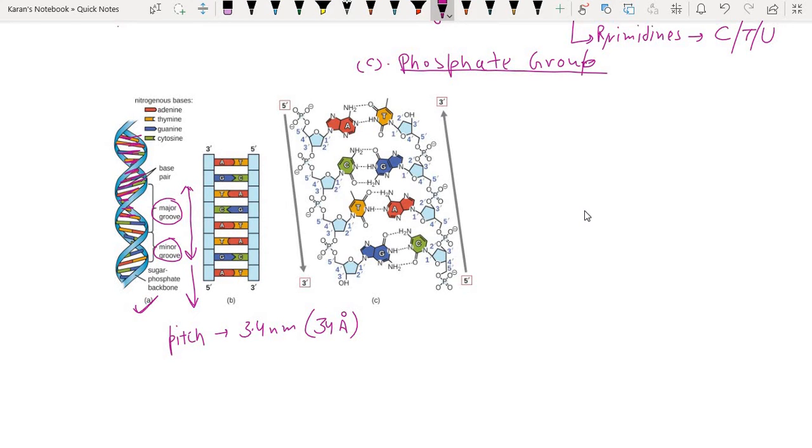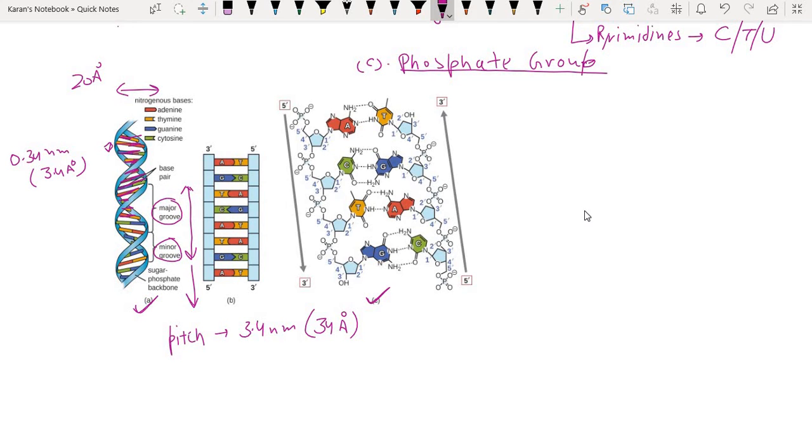Then next is the distance between the base pairs. You can see these are the base pairs, and the distance between the base pairs in nanometer is 0.34 nanometer, and in angstrom it is 3.4 angstrom. Now this is the diameter of the DNA, and this diameter of the DNA is basically 20 angstrom. So this is the structure of a typical DNA, and moreover you can see the more detailed structure here in the C part.